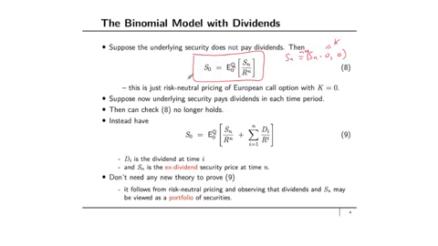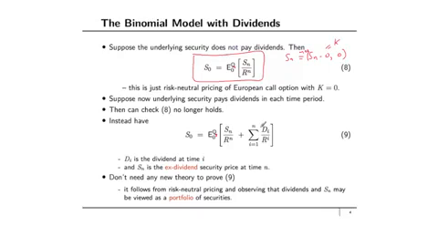Suppose now that the underlying security pays dividends in each time period. Then you can check that A no longer holds. Instead, what holds actually is the following. The initial value of the stock, S_0, is equal to the expected value at time 0, using the risk-neutral probabilities, of S_n divided by R to the n, which is what we had here, plus the sum of the dividends, which we'll call d_i, discounted appropriately. Okay? We're assuming S_n is the ex-dividend security price at time n. So S_n is the price at time n immediately after the dividend at time n is paid.